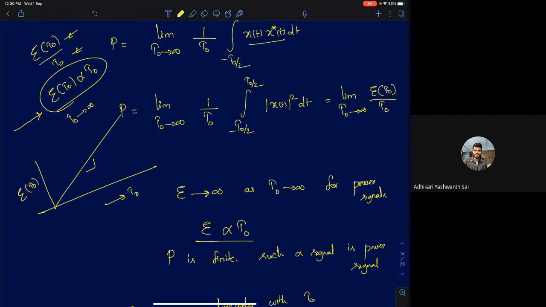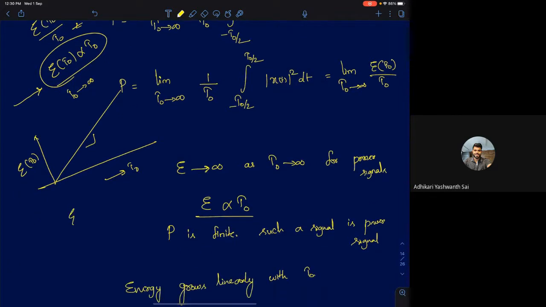And the interesting fact is that for power signals, your energy will increase linearly with the interval of integration. It has to. If it doesn't increase linearly, for example, if E of T naught is proportional to T naught square, the square of the interval of integration, then what will happen to its power? Power will become infinity, right? You will get some constant times t naught square by t naught. As t naught tends to infinity, your power will tend to infinity. So in that case, such signals will be neither energy signals nor power signals. So that's a very important thing to remember. Your energy should increase linearly as you increase the interval of integration.